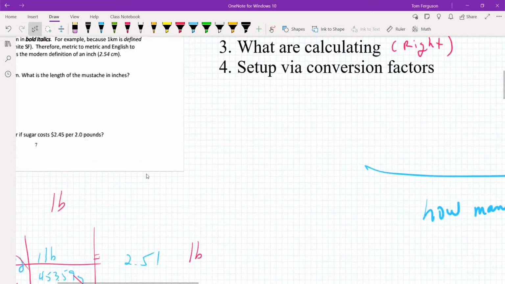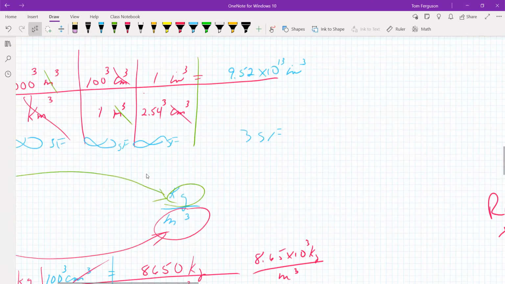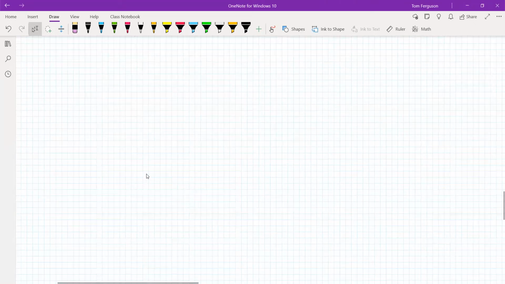So today in dry lab number 2, you're going to be doing lots of these. Lots of these. So let's work through some more examples here.